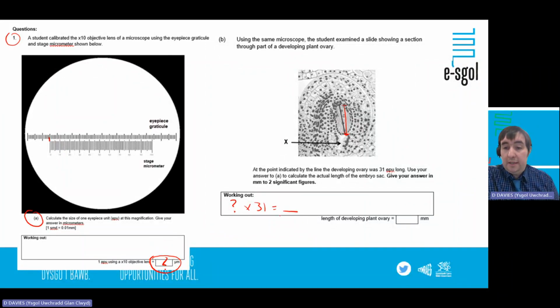Just be aware, if you're doing calculations, it's better to have all of the numbers in the same unit. It's easier if they're all in microns or all in millimeters. Then you can either convert at the end or convert at the start, but it's easier just to have them all the same. So 31, the 31 eyepiece units, multiplied by the value of 1 eyepiece unit, and that will give you your answer. I'd like you to do that now, and then you can stop the video and I will publish the answers just now.